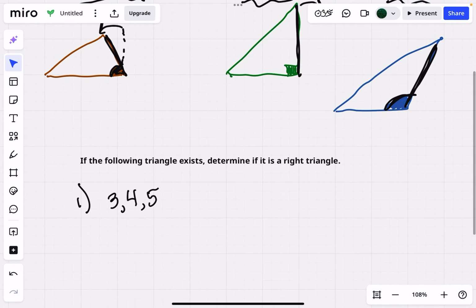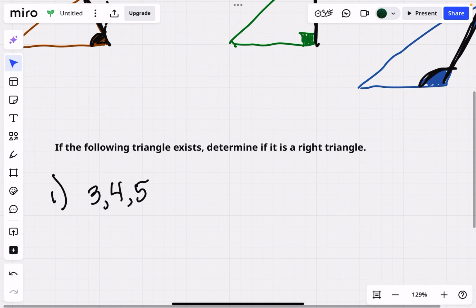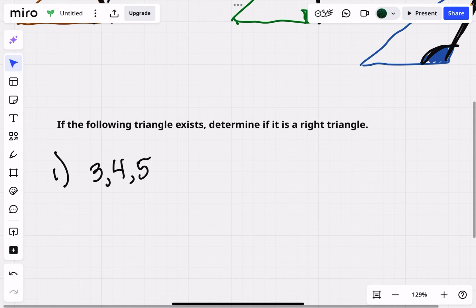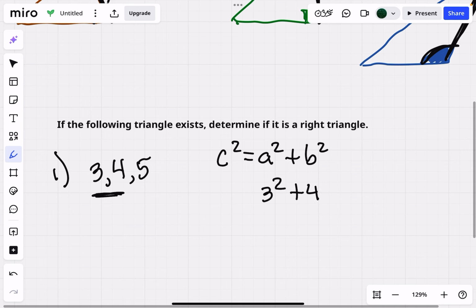This is actually a pretty popular one, and I'll explain that in a minute. But let's pretend they say that the side lengths are 3, 4, and 5, and we want to know if it's a right triangle. Let's take the Pythagorean theorem and plug in the information they gave us. Okay. So we have c squared equals a squared plus b squared. Now remember, the two smallest ones are going to be the legs, and your a and your b are your legs. So we have 3 squared plus 4 squared.